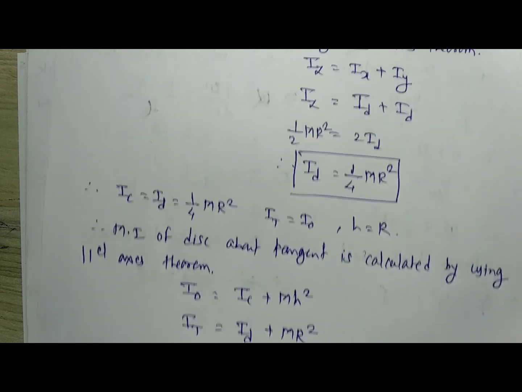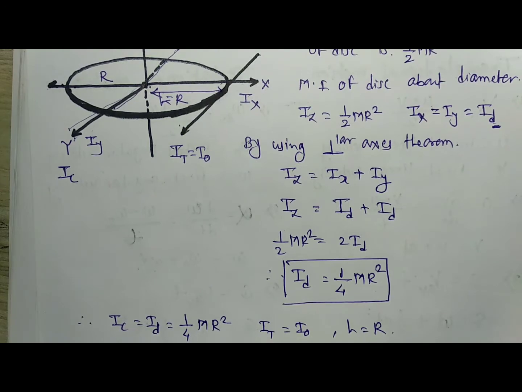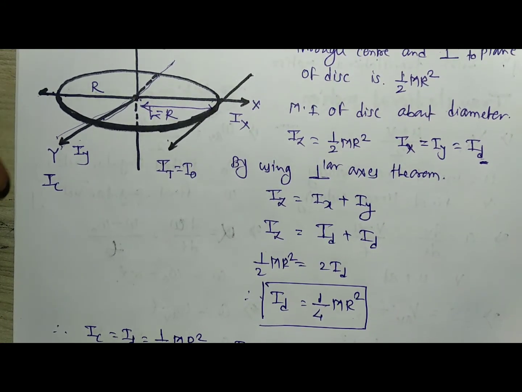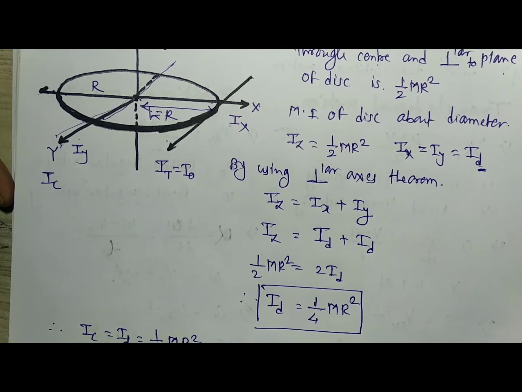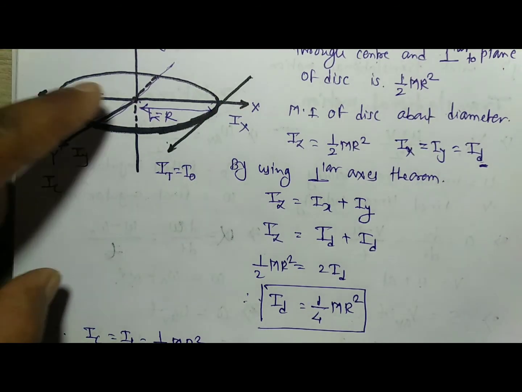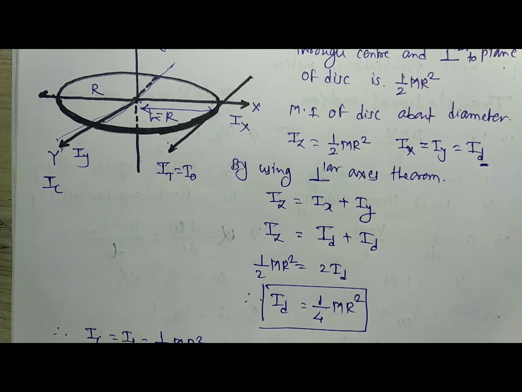Similarly, you can calculate the moment of inertia of different objects. By using the parallel axis theorem and perpendicular axis theorem, you can calculate the moment of inertia about different axes related to your body, like the moment of inertia about a tangent, about the diameter, and so on. So it is done by using the parallel axis theorem and perpendicular axis theorem.